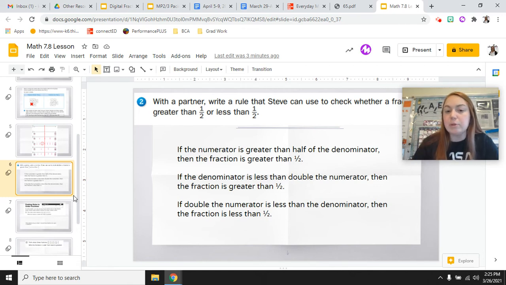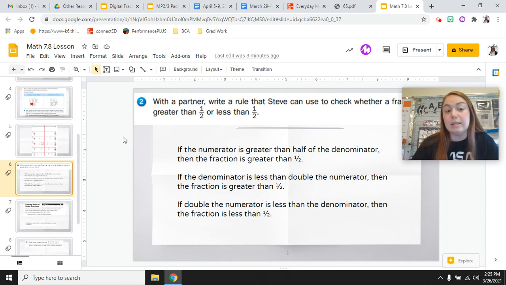Again, you'll look at more examples for these to help you better understand this type of problem. But right now, you can pick which one makes the most sense to you to use for number 2 on your workbook page. So you can pause the video, pick which one that you think makes the most sense, and then go from there. Personally, I think the first one, so if the numerator is greater than half of the denominator, then the fraction is greater than 1/2.